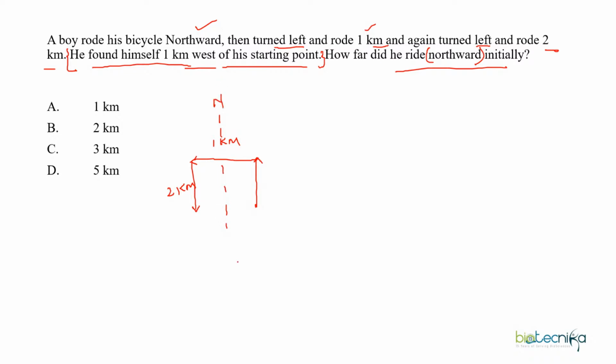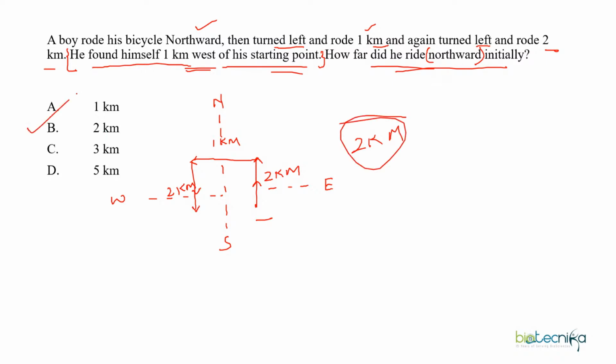सो suppose ये नॉर्थ हो गया, ये साउथ, this is ईस्ट और ये वेस्ट हो गया. तो ये 2 किलोमीटर हुआ, यहाँ से यहाँ का भी 2 किलोमीटर रहेगा. सो ये पूछ रहा है, the question it is asking you, he found himself 1 kilometer west from the starting point. How far did he ride northward initially? So initially north में तो एक ही बार ट्रैवल कर रहा है, that is 2 किलोमीटर. So मेरा करेक्ट आंसर हो जाएगा ऑप्शन नंबर B.